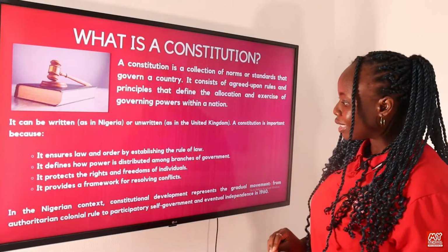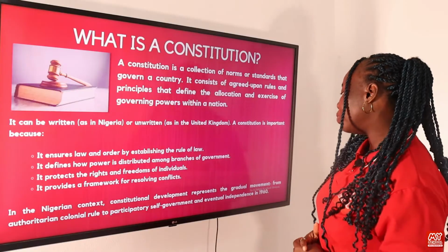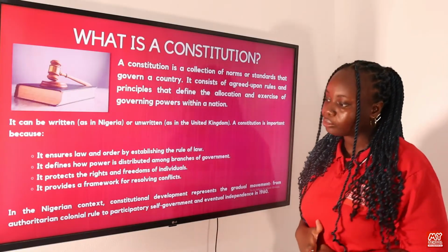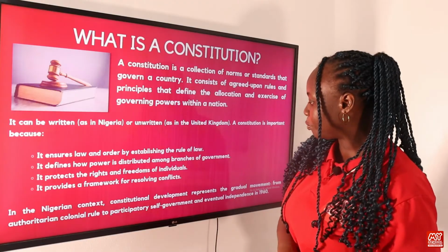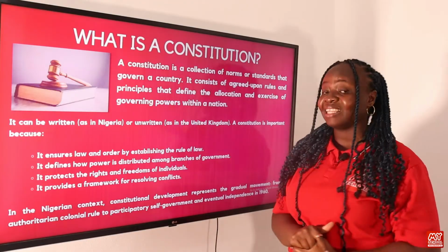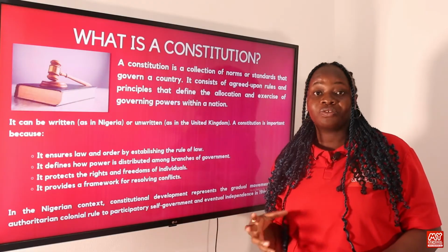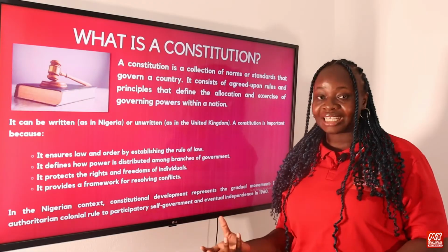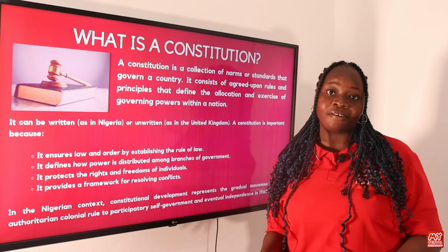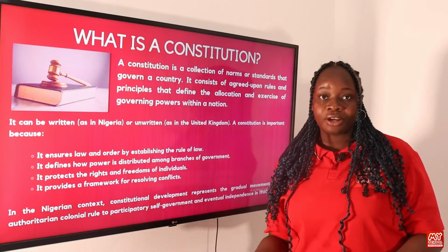So in the Nigerian context, constitutional development represents the gradual movement from authoritarian colonial rule to participatory self-government and eventual independence in 1960. Discussing the constitutional development of Nigeria is important because we begin to understand how so many of the different rules that we have in our society now were created.